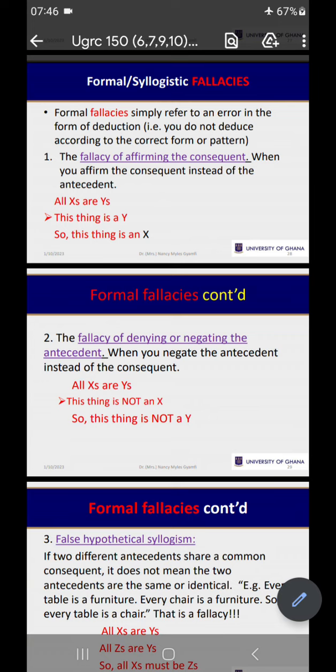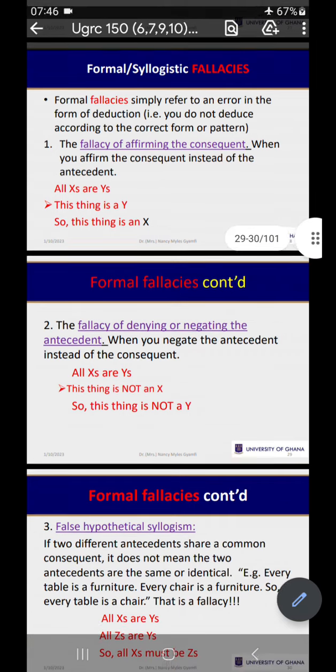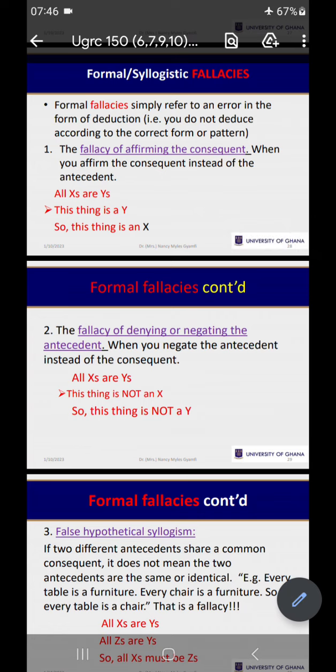A fallacy of affirming the consequent. But if you say Amma is a Ghanaian, therefore Amma is hospitable, it becomes modus ponens. But if you say Amma is hospitable, therefore Amma is a Ghanaian, then it becomes a fallacy of affirming the consequent.